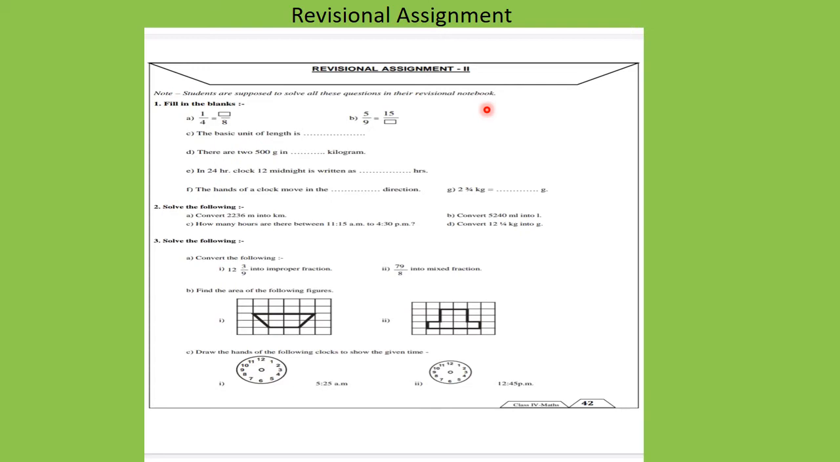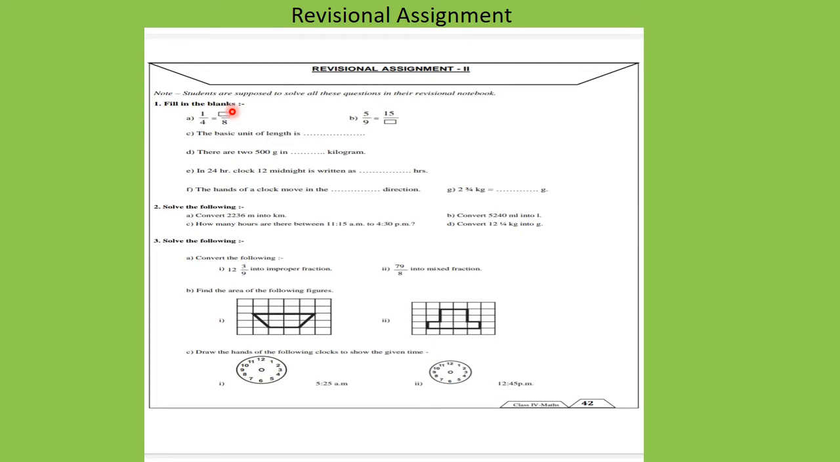Question number 1 is fill in the blanks. In parts A and B you can see that fractions are given. In part A you have to find the numerator, and in part B you have to find the denominator. If we look at the fractions, we have 1 by 4, and the other fraction is something by 8. How will you find which number should be the numerator?